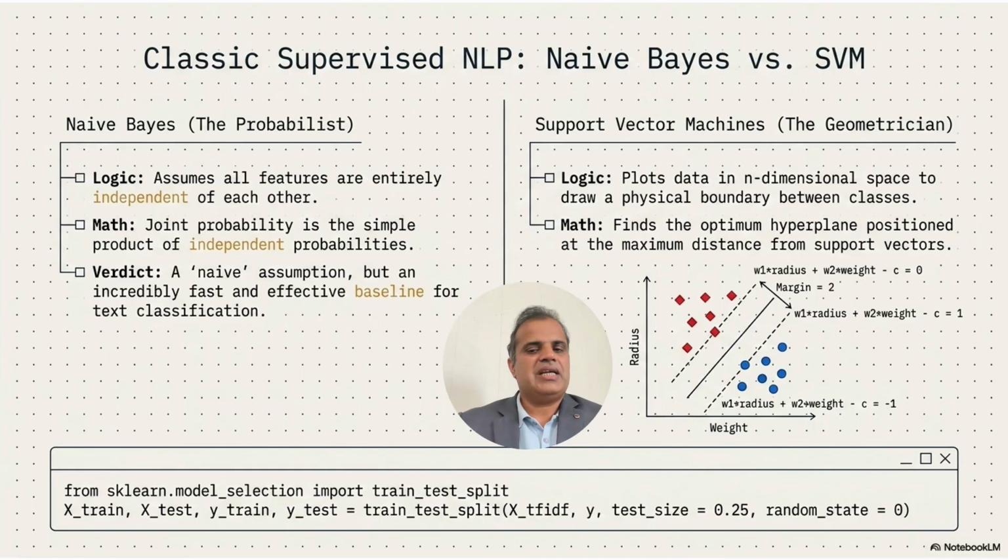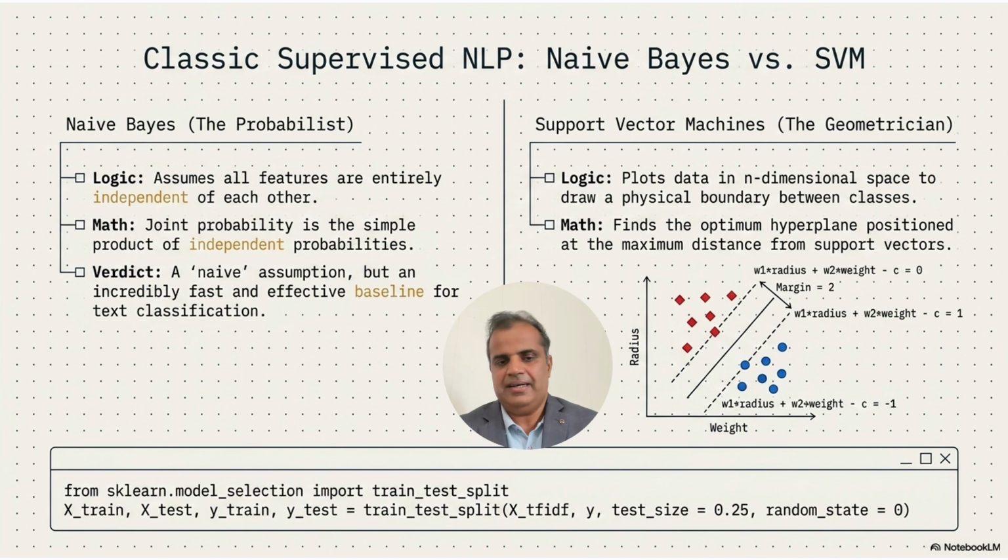Let's look at our two classic machine learning techniques for sorting text. On the left, we have naive Bayes, which we can call the probabilist. Its logic is incredibly simple. It assumes every single word in a sentence is completely independent of the others. To make a prediction, it just calculates the probability of each word appearing in a specific category and multiplies them all together. Even though words in real life depend on context, this quick math makes naive Bayes a super fast and effective baseline.